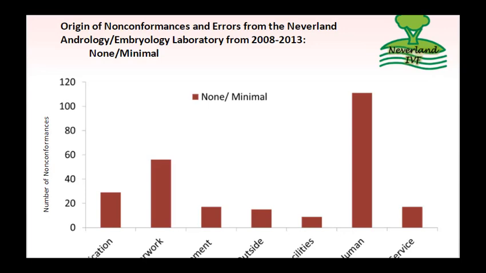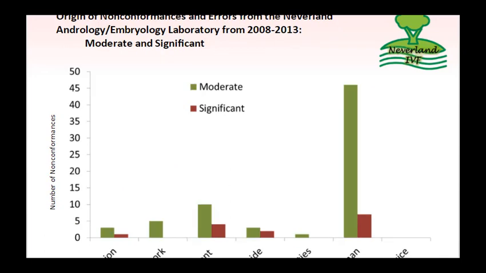Here is the breakdown of nonconformances and errors from the Andrology Embryology Laboratory in relation to their origin. The number of minimal nonconformances and errors are shown, indicating that the majority are related to human errors. The number of moderate and significant nonconformances and errors are shown, indicating that the majority are related to human errors. The numbers of significant errors are equally related to human and equipment problems.